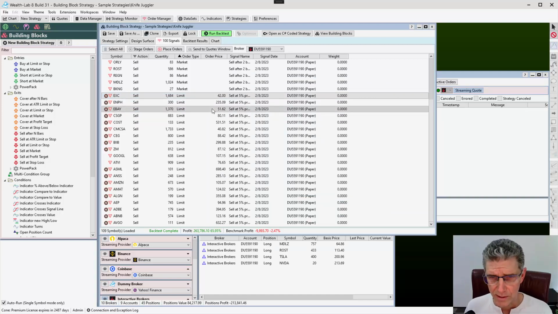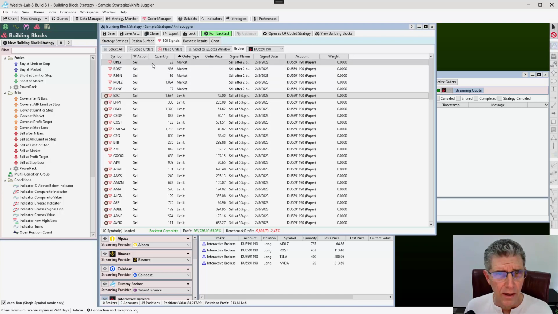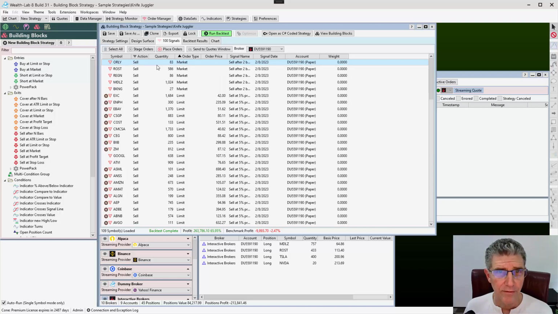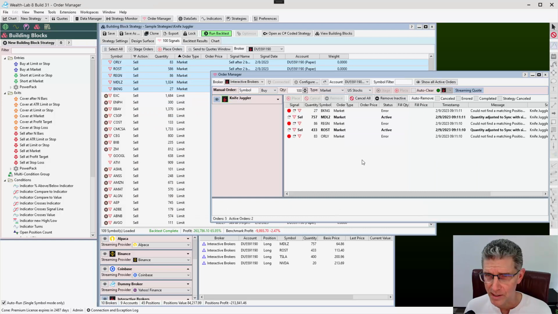Okay, so if you were trading this today, the first thing you would do, I'm going to run from the strategy window. We're going to go over running it in the strategy window, and then we're going to go to the strategy monitor and see the differences, if any. So if you were trading it from here, you would select the market orders and you would place these orders. Now, the market's not open.